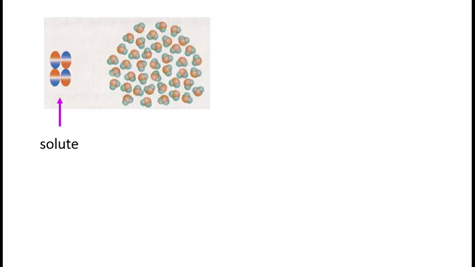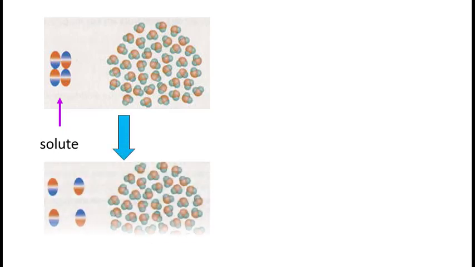Let's consider the solute first. If you look carefully at the solute, notice that the molecules are arranged to maximize the positive and negative interactions. While the molecules are touching one another in the solute, they are not in the solution. So they have effectively been separated from one another.